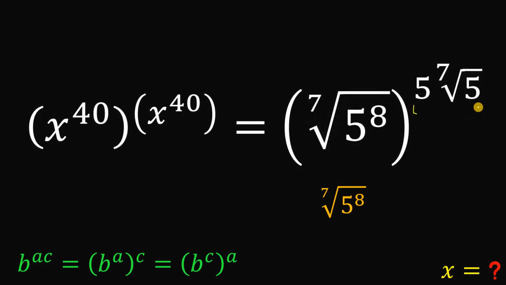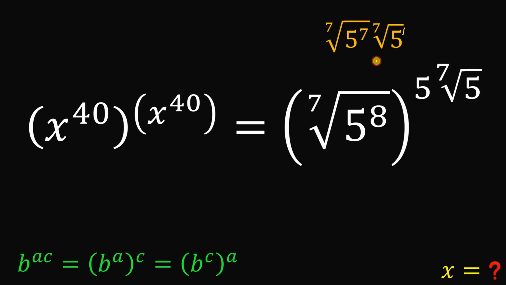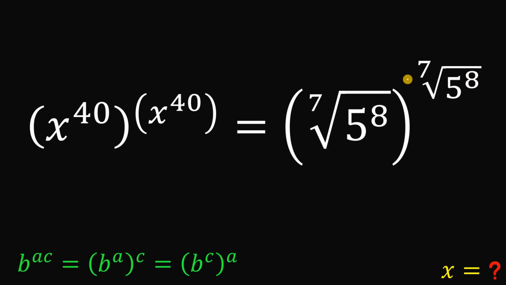Next, how about the exponent? 5 multiplied by the 7th root of 5. Take note, this 5 we can rewrite as the 7th root of 5 raised to the power of 7. And if we multiply this, notice that we have an exponent of 1. If we multiply the numbers inside the 7th root, we have the 7th root of 5 raised to the power of 7 plus 1, or simply, 7 plus 1 is just 8. And technically speaking, the base and the exponent are just the same thing.